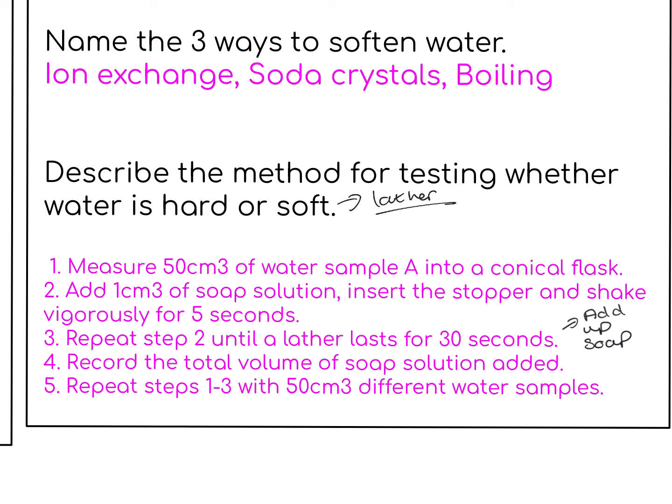You want to record the total volume of soap needed and then repeat the steps 1 to 3 with different samples of water. Samples that form lather are soft. Samples then that form scum are hard.